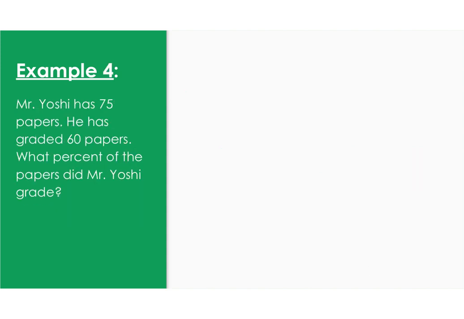Mr. Yoshi has 75 papers. He has graded 60 papers. What percent of papers did Mr. Yoshi grade? So I have to determine what is the part and what is the whole and what we're looking for. So our equation, part over the whole equals percent over 100. So what is he asking for? What percent? So that is our unknown. We don't know what the percent is.